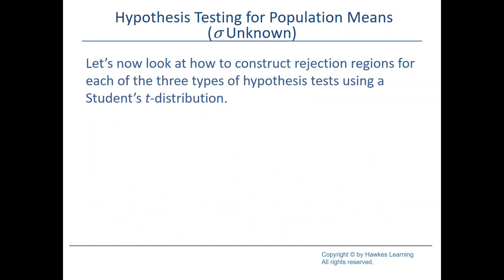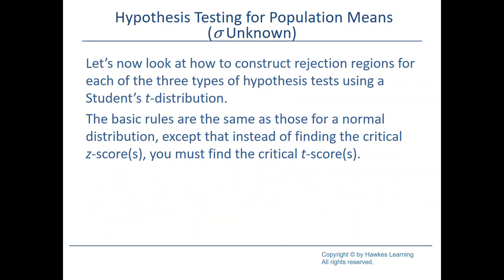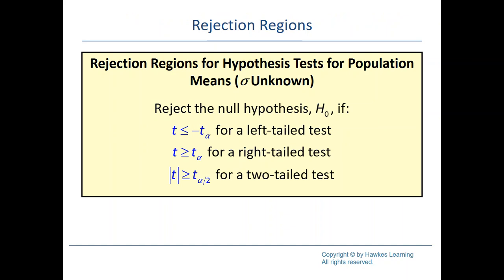Now, we are going to look at how to construct the reject regions for each of the three types of hypothesis testing using a student T. The basic rules are pretty much the same as what we did for the normal distribution, except that instead of finding a critical Z score, we're finding a critical T score here. You have two ways to figure out your rejection regions: you can either use a p-value or you can use your T values.